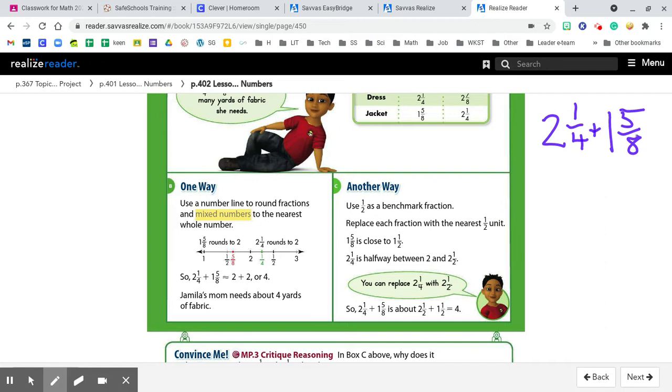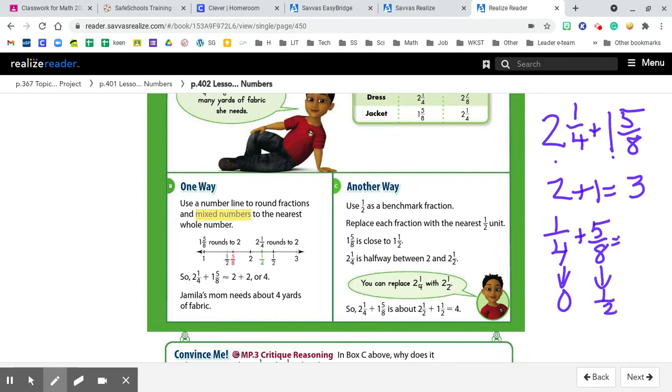So if you go with your whole numbers to start, you know you've got 2 plus 1 equals 3. So now we're going to figure out 1/4 plus 5/8. You can go back to your benchmarking there and decide that 1/4 is going to round down to 0. 5/8 is going to round to 1/2. So we would say this rounds to about 3 1/2. And that's one way you can do it.